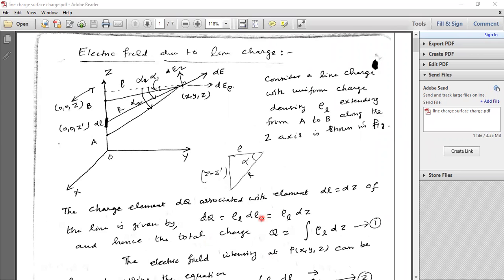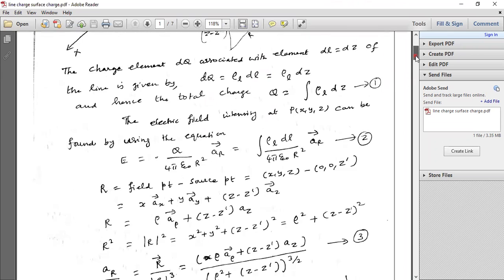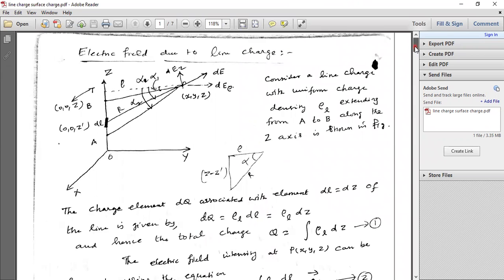Good morning, everyone. We are going to see about the electric field intensity due to the line charge. There are two methods for calculating the electric field intensity. One is by using Coulomb's law, and the other is by using Gauss law. In this video, we are going to see the application of Coulomb's law for calculating the electric field intensity due to the line charge.